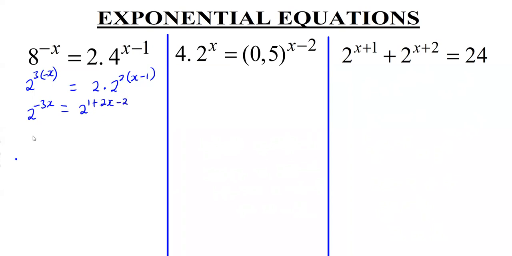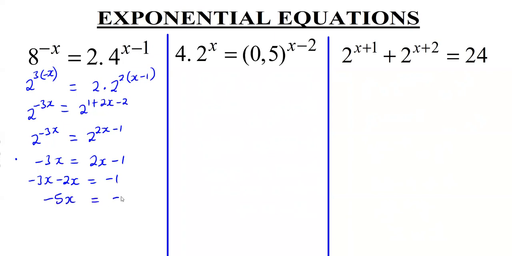Then what do we get from there? We get 2 to the power negative 3x is equal to 1 minus 2, which is 2x minus 1. Then the same bases, so we equate the powers. Negative 3x is equal to 2x minus 1. Then we take the 2x to that side, it's going to be negative 3x minus 2x is equal to negative 1. So here we are having negative 5x is equal to negative 1.